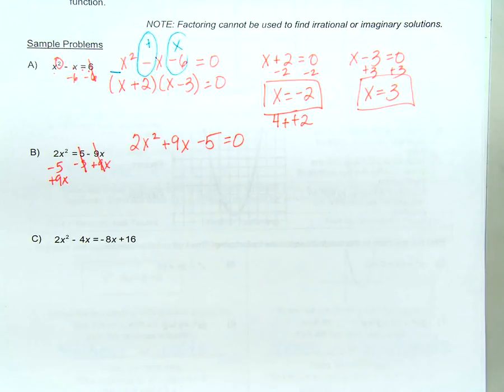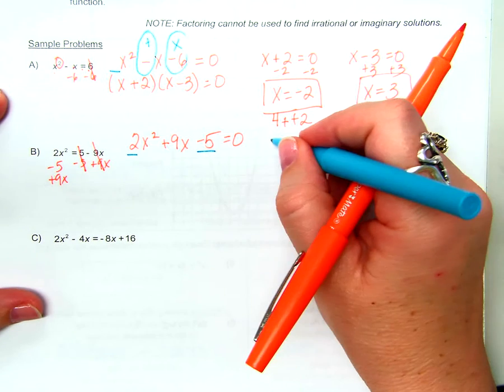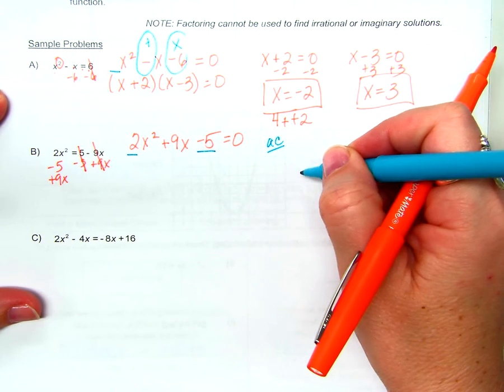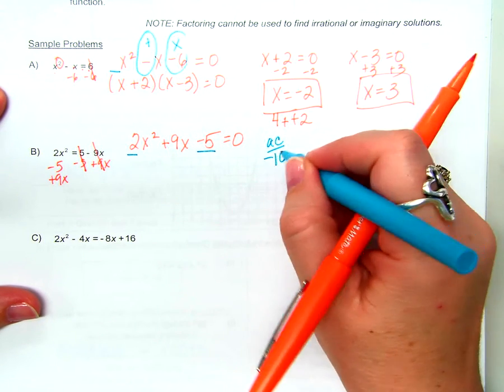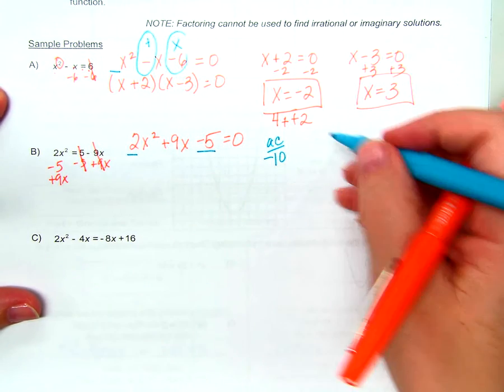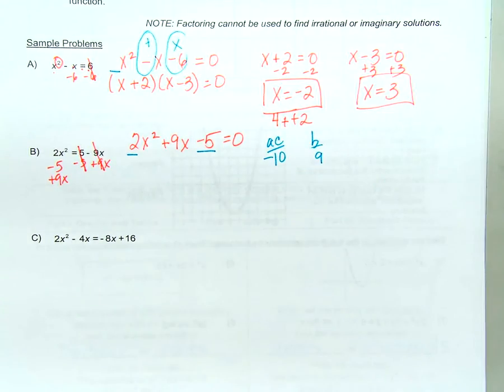Okay, what's step 2? Factor. Is this one as easy to factor as number 1? No, but is it difficult? No. Here is where we have to do AC. You remember that? What's AC? What is A times C? Negative 10, because it's 2 times negative 5, right? What's B? 9. So I have to think, what two numbers multiply to be negative 10 and add to be 9?